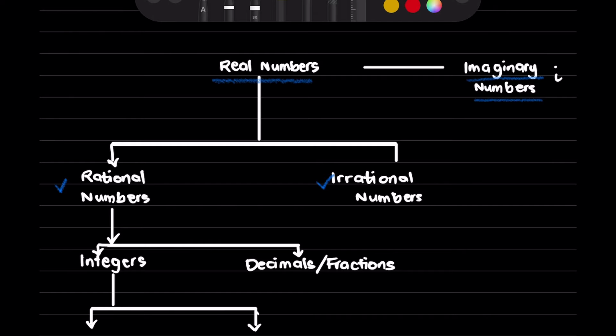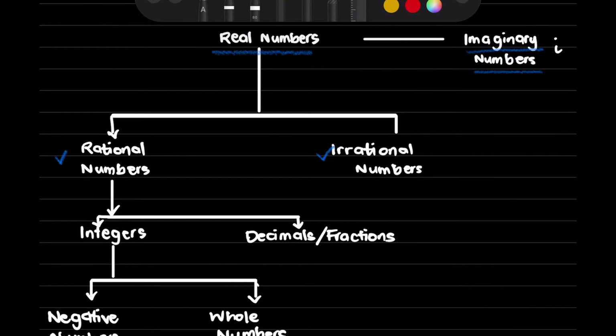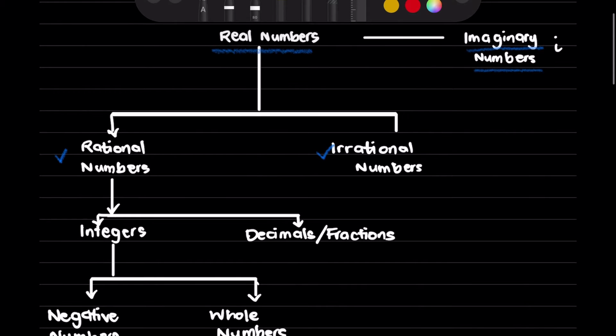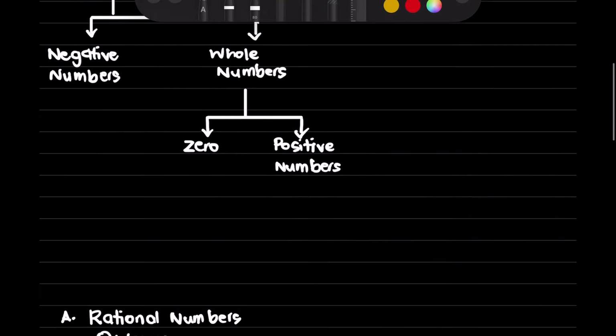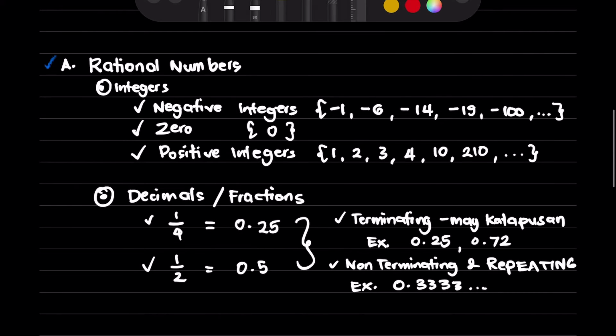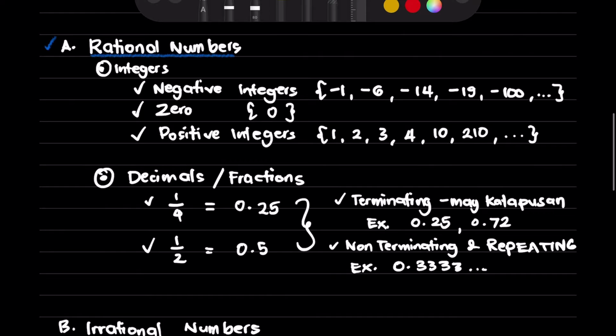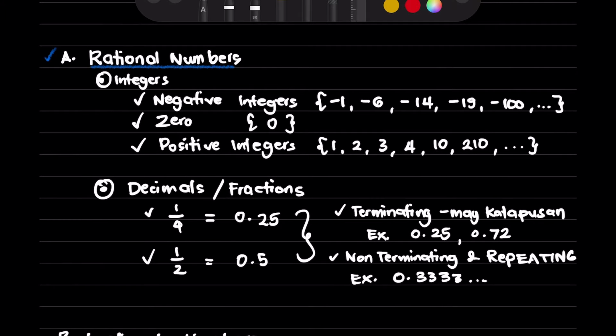So, you have to classify kung anong klaseng number ang given. Okay, so let's proceed. I-discuss ko sa inyo itong rational numbers and irrational numbers, which is under the real numbers. Paano ko ma-distinguish or ma-identify if the given number is a rational number? Ito yung mga kailangan tandaan. A rational number, ito yung mga integers.